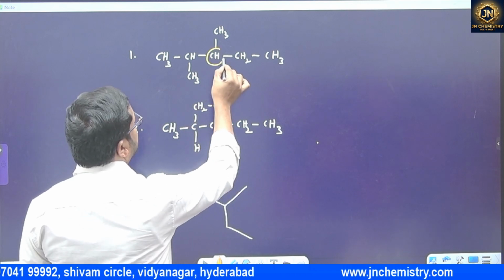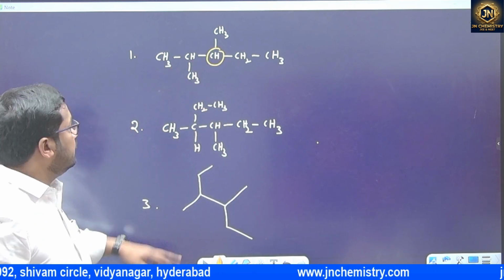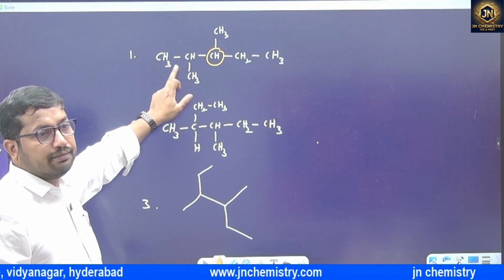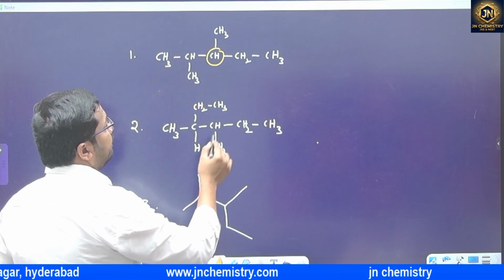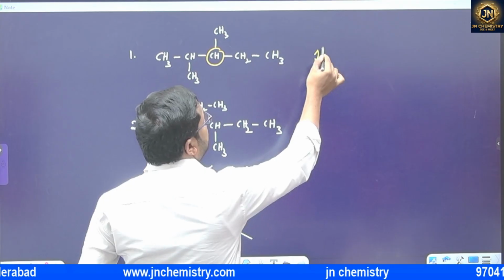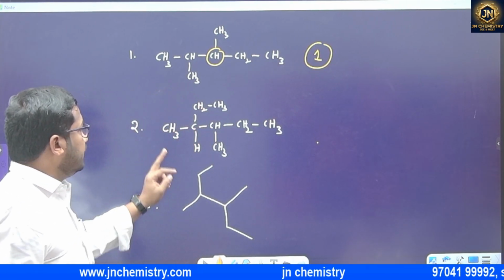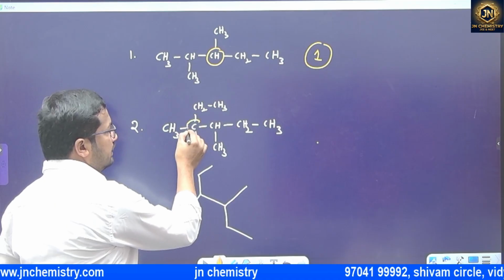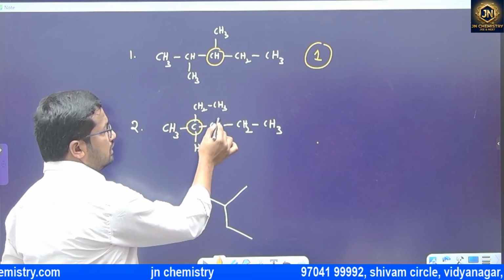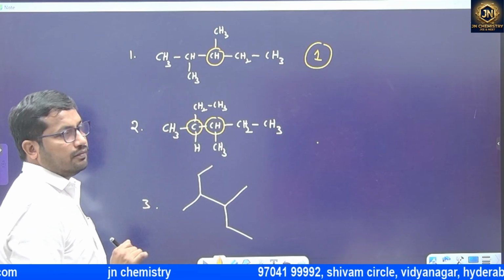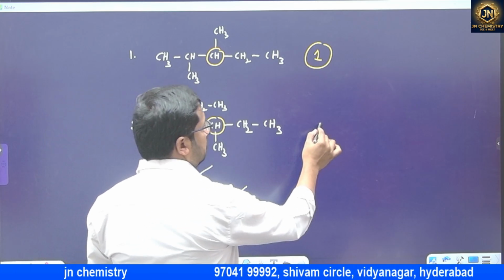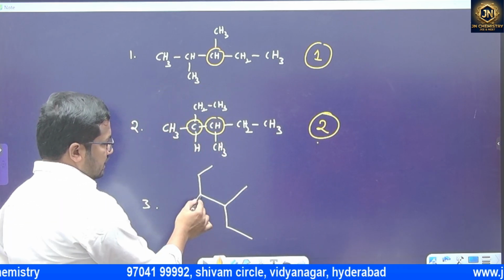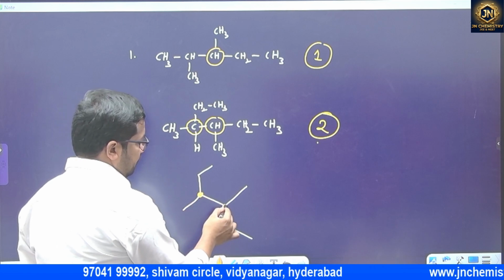This one. This one is a chiral center. Is this a chiral center? Two methyl groups are the same. Okay? Only one. In this case, this is one chiral center. This also is one chiral center. So two chiral centers. In this case, this is one chiral center, and this is one chiral center.